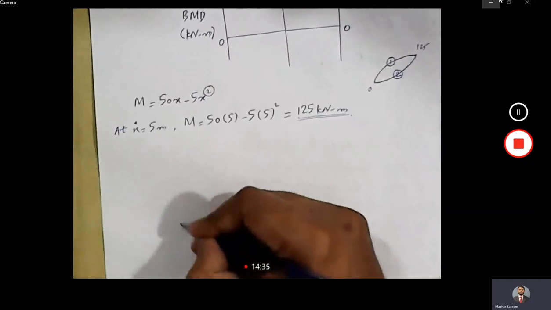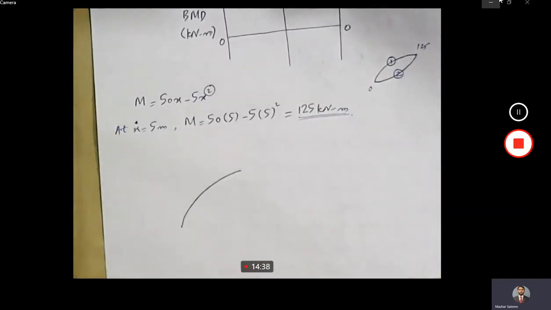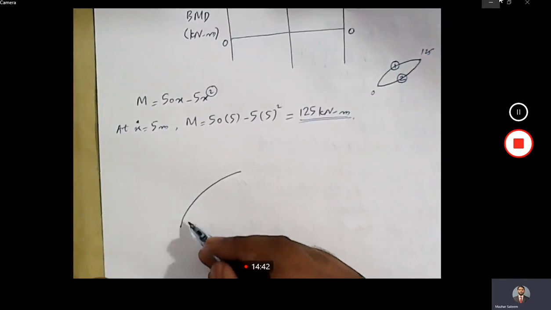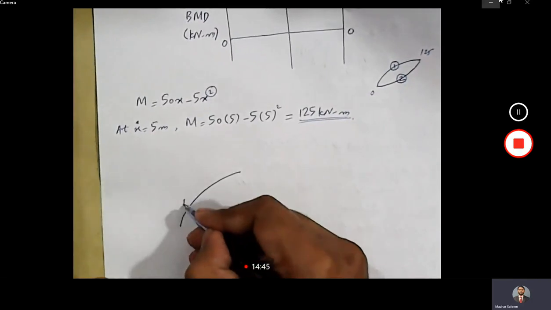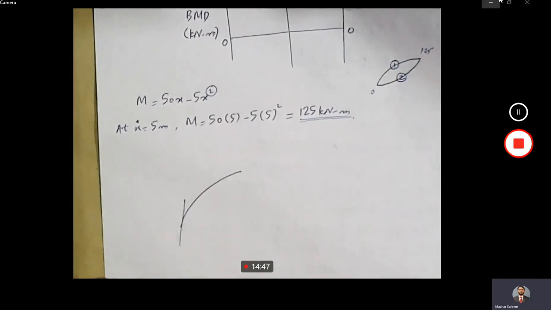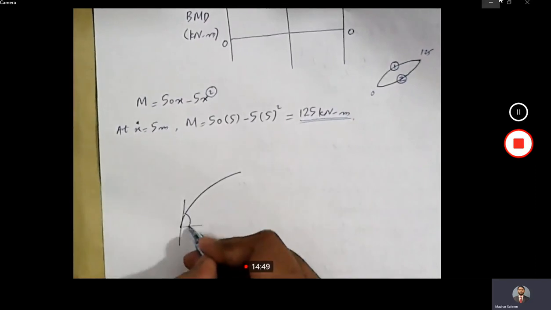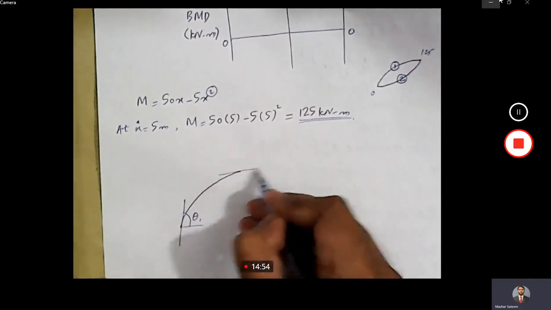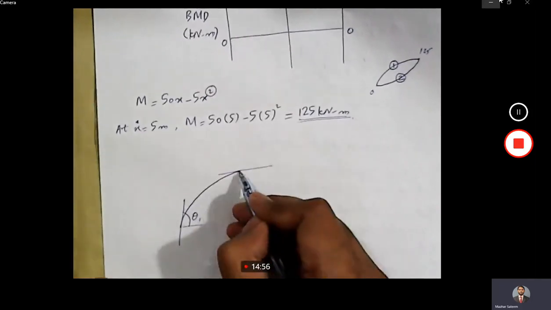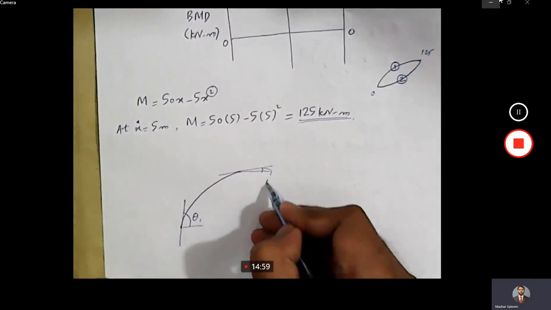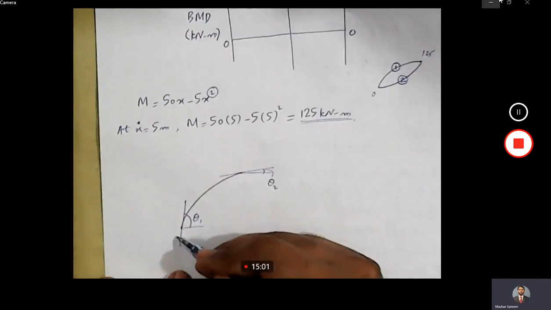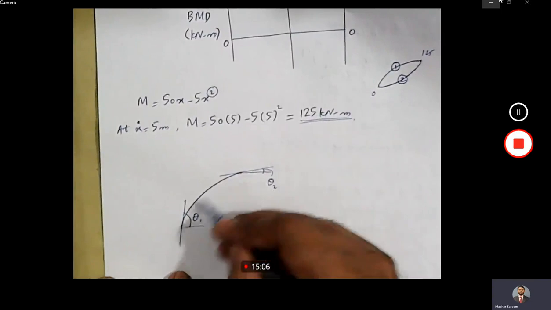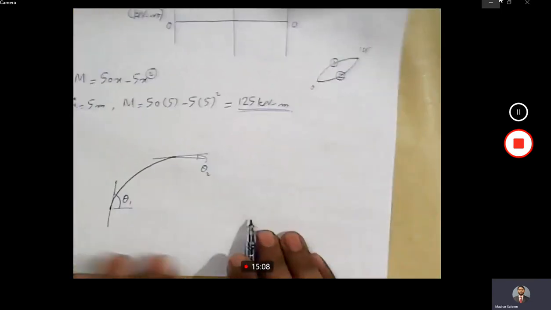Let me draw this. What is the slope of this curve at any given point? For that, we draw a tangent. This is the slope. Let's say this is theta 1. And what is the slope at this point? Then if I draw a horizontal line, this is, let's say, theta 2. So the slope of this curve is actually decreasing from this point to this point. So this is a curve with decreasing slope.